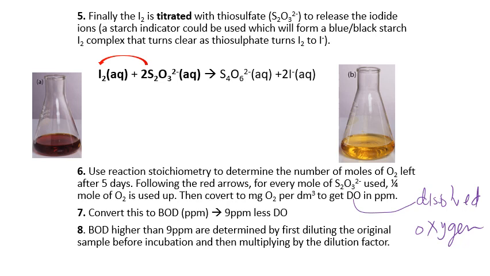Okay, so a BOD higher than 9 ppm is determined by first diluting the original sample before incubation, and then multiplying by the dilution factor. So obviously, if you've got very polluted water, there will be dilution of the original water sample. And that's pretty much all you need to know for the redox chemistry component of the subunit. And then we'll look at electrochemical cells next.